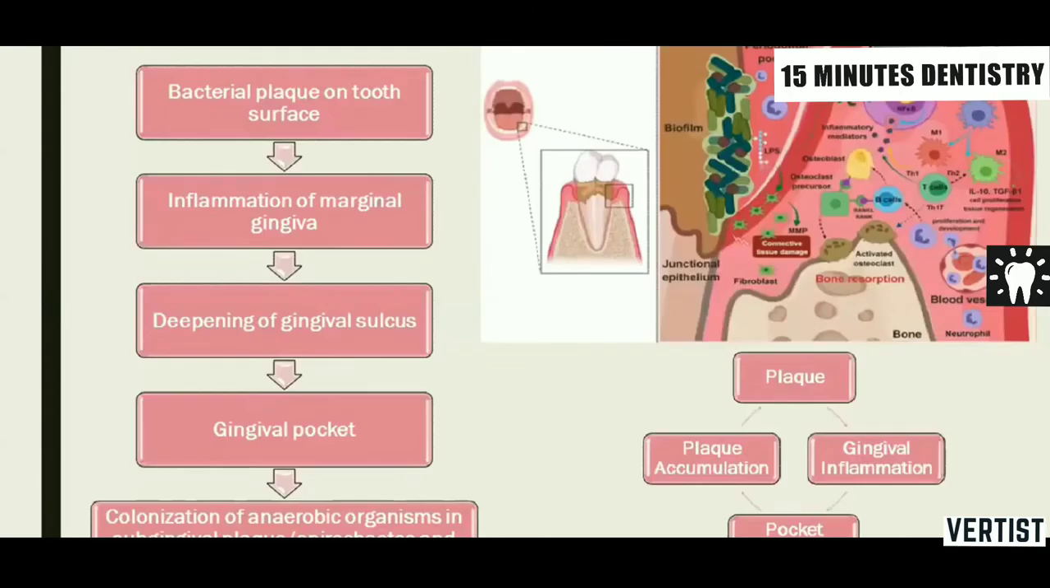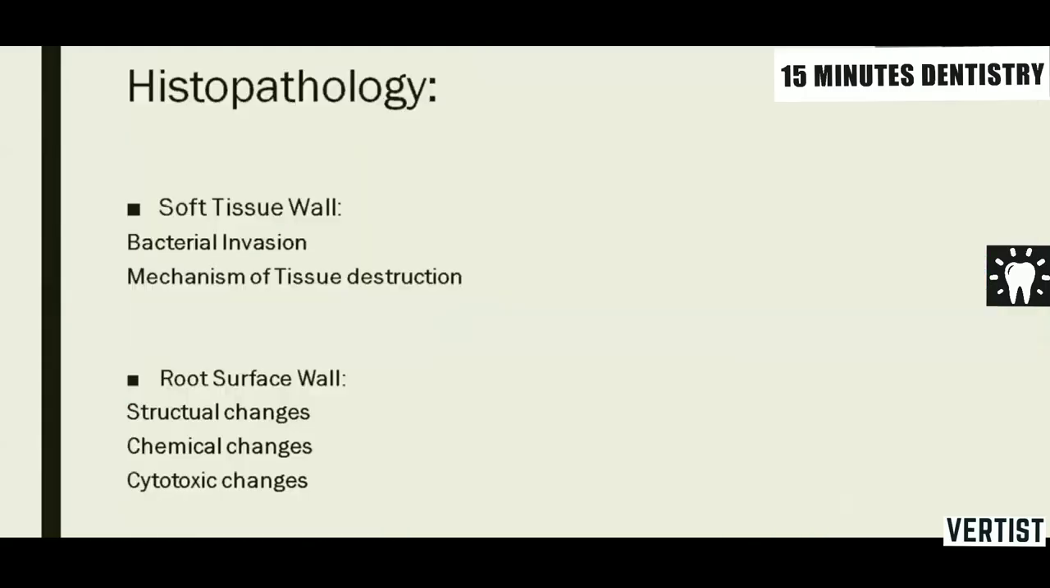Now these bacteria have been found in the gingival sulcus. They are found in the epithelium, as well as in the connective tissue, and in aggressive periodontitis cases you will find them even on the bone surface also. So bacterial invasion has been shown in epithelium as well as connective tissue and over the bone also.